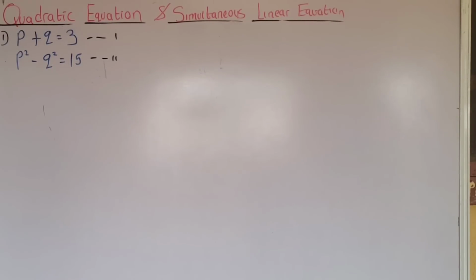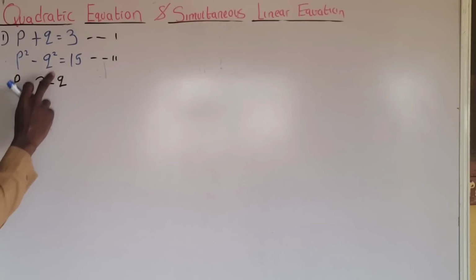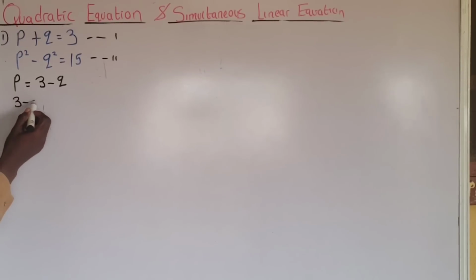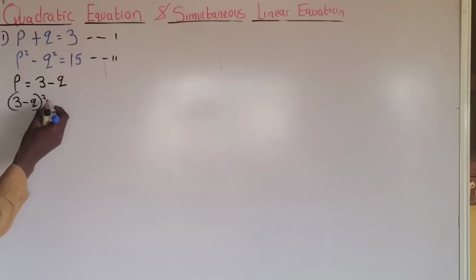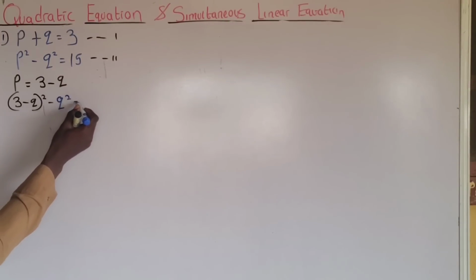So let's make p the subject of the relation in equation 1. So I'm going to have p equals 3 minus q. Now, having made p the subject, I'm going to substitute the value of p as 3 minus q in the quadratic equation, which is the second equation. Instead of p, I'm going to have (3 minus q) squared minus q squared equals 15.